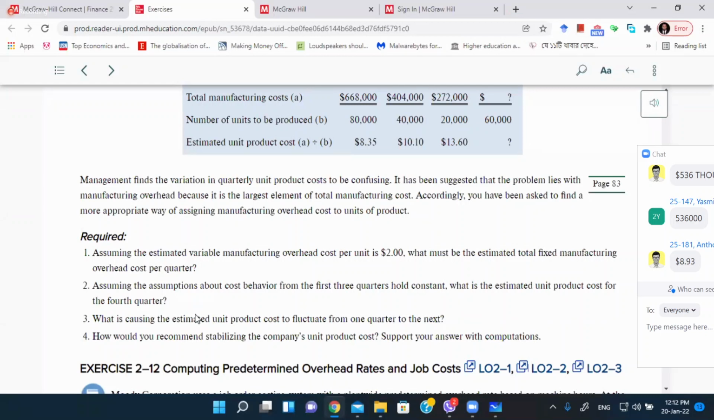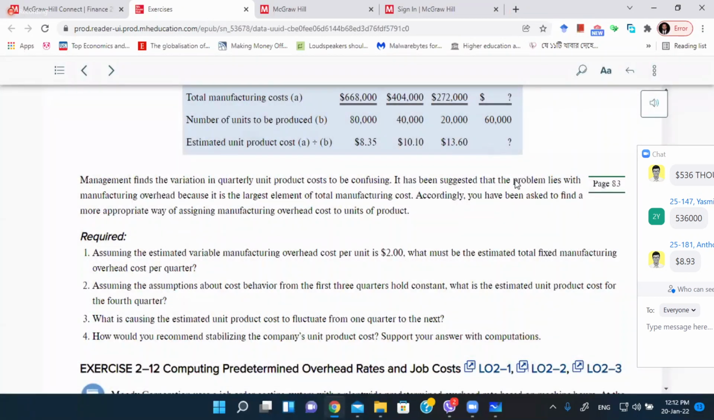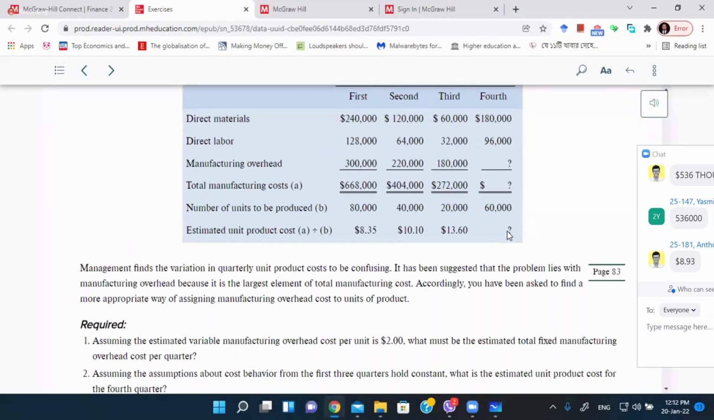Do you have any idea? Write your responses in the chat box so that I can have an idea of what you think about this variation, why it is happening. If you can relate the problem with the previous problem, you have the answer. Now you have all the information, no question mark here. But the question is why the unit product cost is fluctuating.